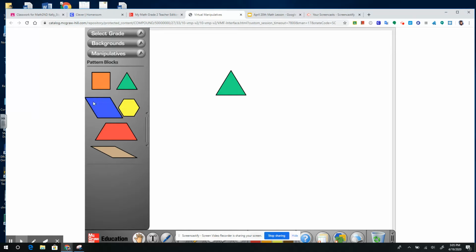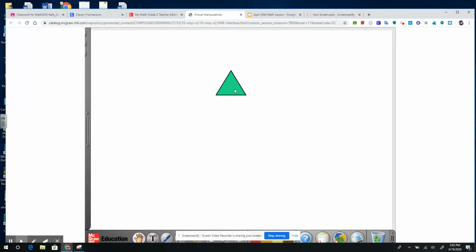I've got a parallelogram with 1, 2, 3, 4 sides, a square with 1, 2, 3, 4 sides, a trapezoid with 1, 2, 3, 4 sides, and another, a different type of parallelogram, but still with 1, 2, 3, 4 sides.